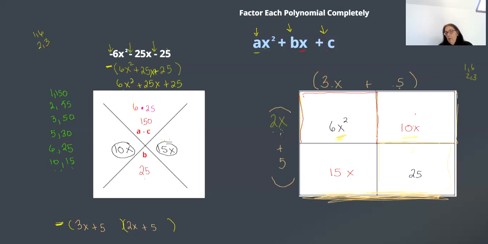It's 5. If you look straight up and down, the first two boxes here, what's the greatest common factor for 6x squared and 15x? It's 3x. Over here, straight up and down, what's the greatest common factor for 10x and 25? 5. So this magical box works in all directions. It's pretty cool. It seems like a lot of work, but once you get used to doing it, this is an easy method for factoring trinomials that have a coefficient other than 1 for the leading coefficient.